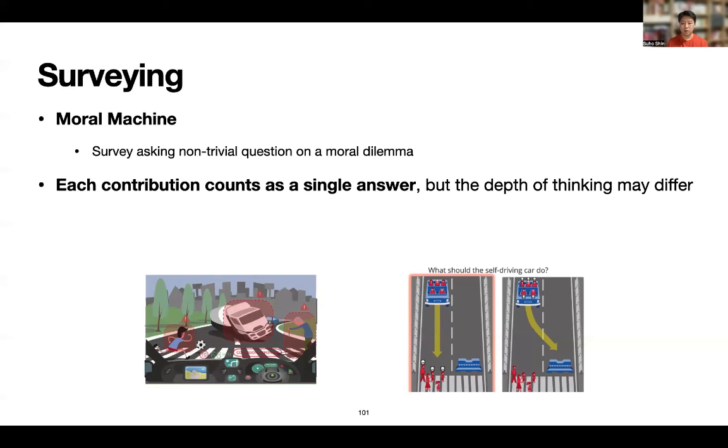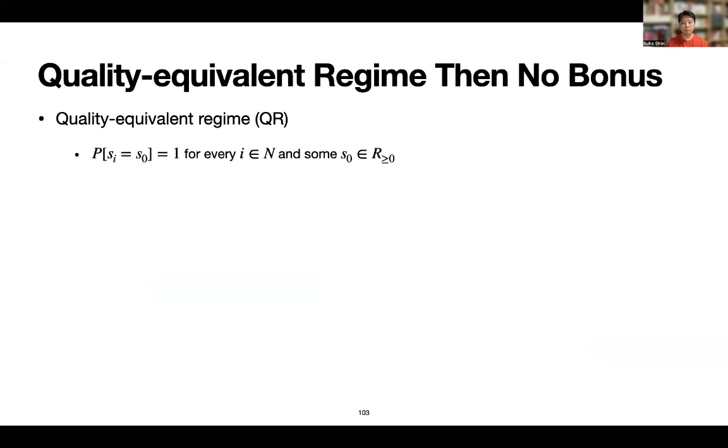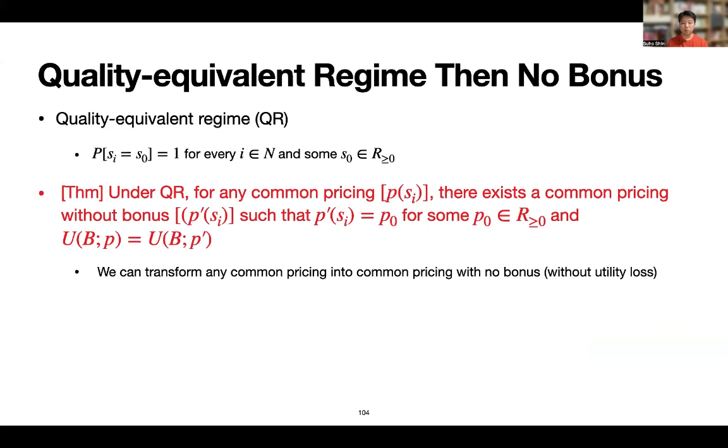each contribution counts as a single answer, but the depth of thinking may significantly differ for each worker. To translate this scenario into our model, we may say that the quality remains the same across the workers, but the cost can be different. We call this the quality equivalent regime and find that we can always transform any common pricing into common pricing with no bonus payment without any loss of utility, which means that bonus is not needed.